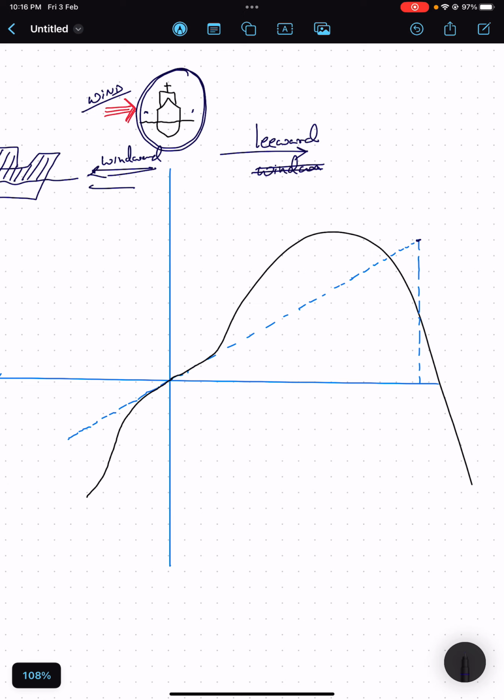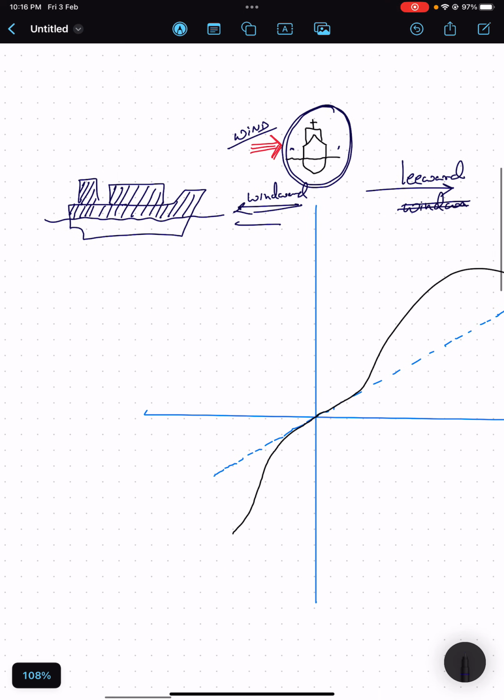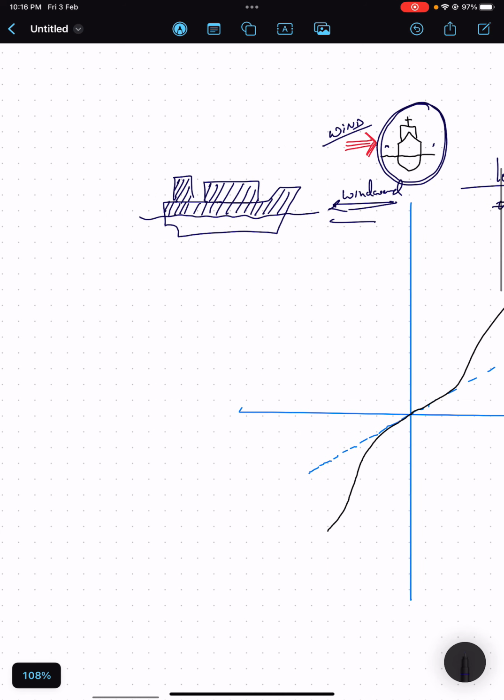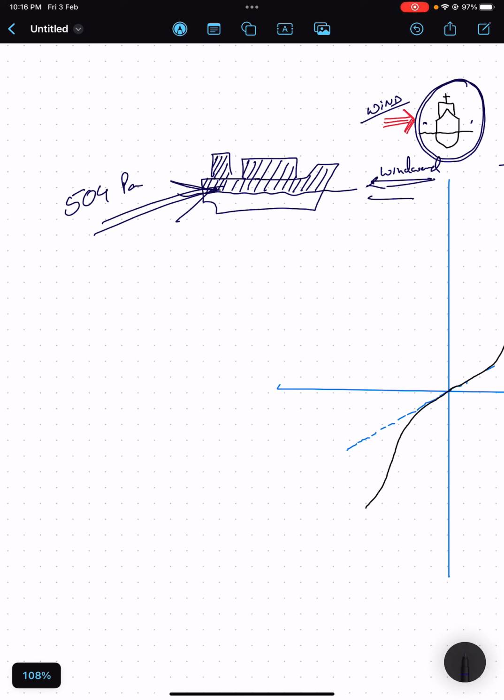Now a few conditions. When discussing the weather criteria, a few things have already been taken as given, like the wind blowing onto the vessel has been taken as 504 pascals. Why? I don't know. That's the naval architects who have decided it. So 504 pascals of wind acting on the vessel, that is the wind pressure. The gray area we already know, that's the lateral windage area.